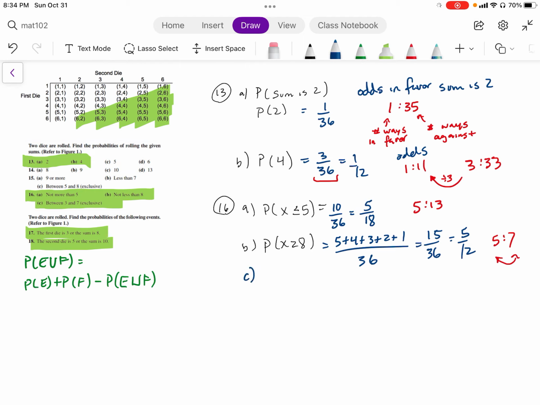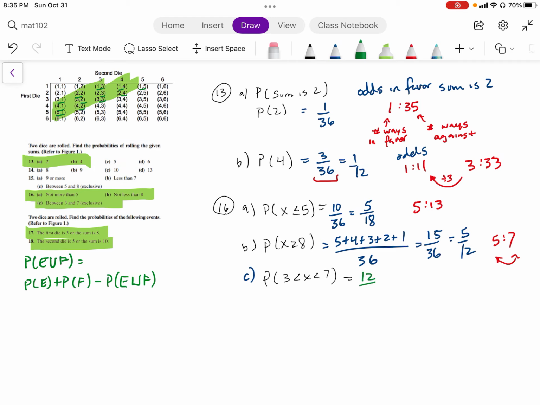Okay, between 3 and 7, exclusive. So exclusive means we are not counting 3 and 7. So the probability that x is between 3 and 7, which means the probability of the sum is either 4, 5, or 6. Kind of hard with that thicker marker, but we could see it. Right, here's the 4s, the 5s, that's 7 of them, and the 6s.